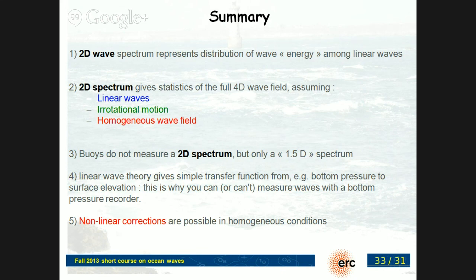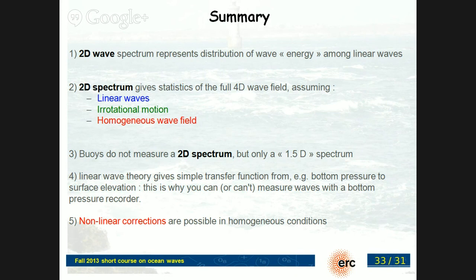So most of the time we'll be working with a 2D spectrum, and for practical reasons, because this is how we process the buoy data, it will often be mostly spectrum as a function of frequency and direction. You can go from frequency and direction to wave numbers kx and ky, which is a simple transformation of the coordinates. You have a Jacobian to go from kx, ky to f and theta. The 2D spectrum gives you the full statistics of the full 4D wave field.